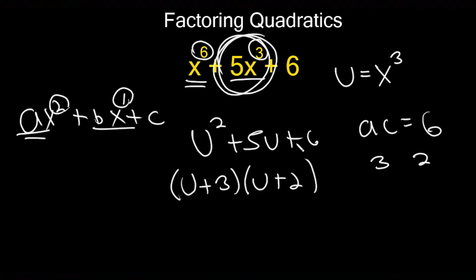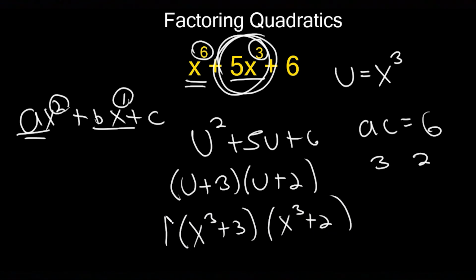Now you're not done yet. You have to go ahead and replace u with what it actually is. U is x cubed, so finally we can write x cubed plus 3, and then x cubed plus 2. And here we go. Here's the complete factorization, okay?